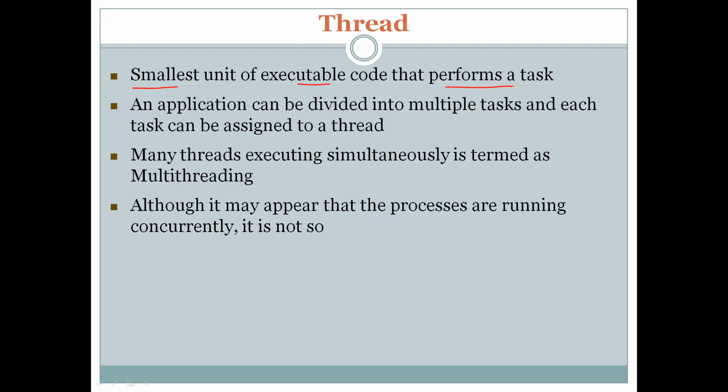You already know about a process. A program in execution is called a process, whereas a set of instructions is called a program. In case of a thread, a program can be divided into subprograms which can be executed simultaneously, and these subprograms you can term as threads. That is why it is called the smallest unit of executable code which performs a particular task in a program.